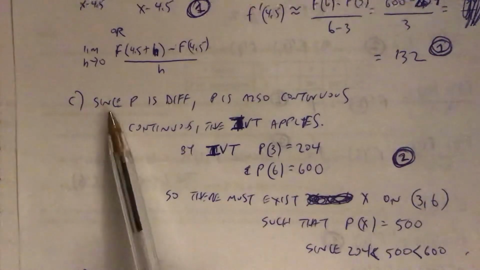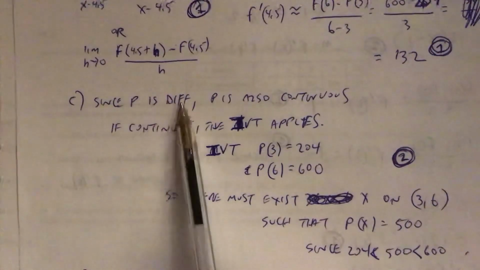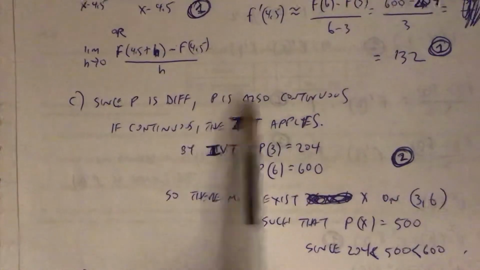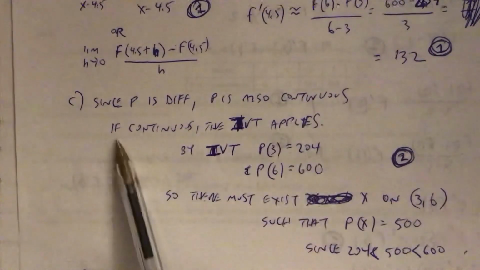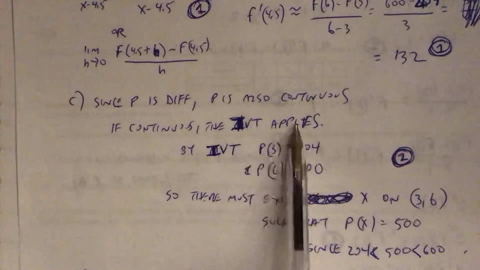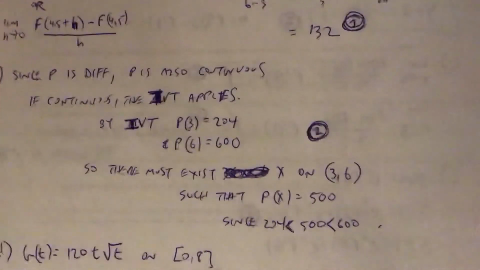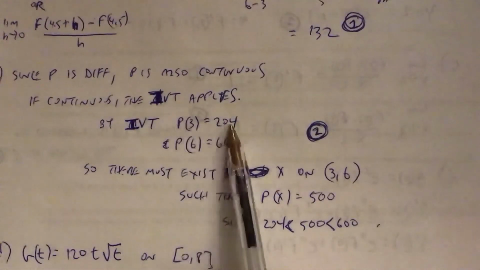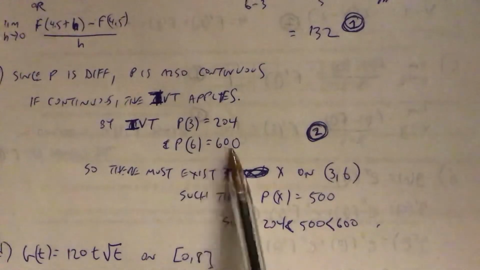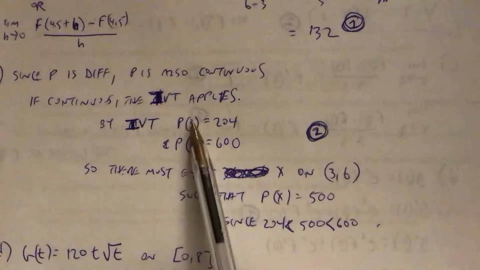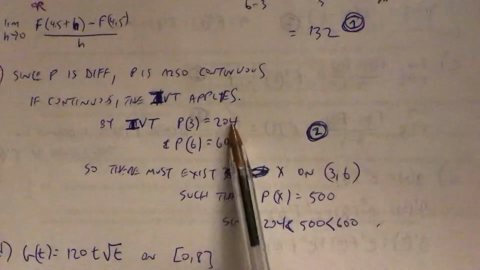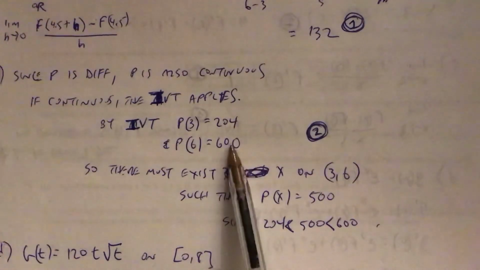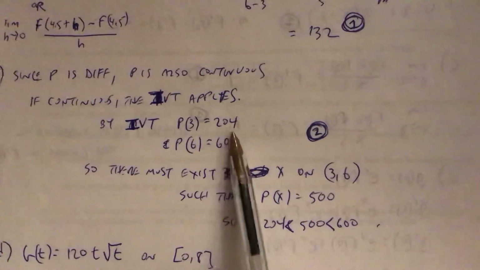The answer is yes. Since the passenger function is differentiable, the passenger function is also continuous. If the passenger function is continuous, then the IVT applies. What the IVT says is, since 3 gives me 204 and 6 gives me 600, as I go from 3 to 6, I have to pass through all the values from 204 to 600. So that means I have to pass through 500.